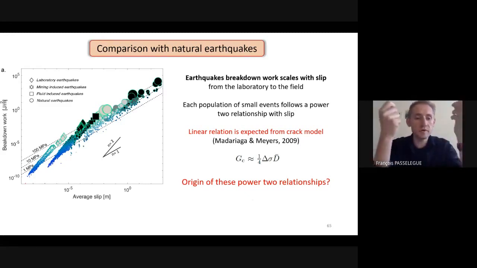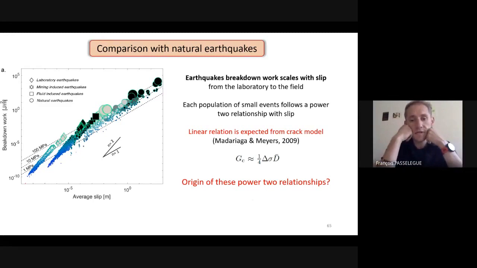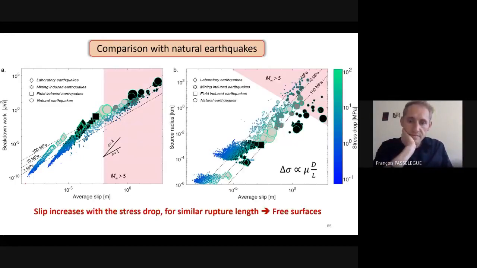And these power two relationships can come directly from linear slip weakening, because if you integrate a linear weakening law with slip, you expect a power two dependence. It's also the case from rate and state. People did the exercise recently where they find this power two exponent. So from natural observation, the explanation can come from something else. If you go to the next slide, please.